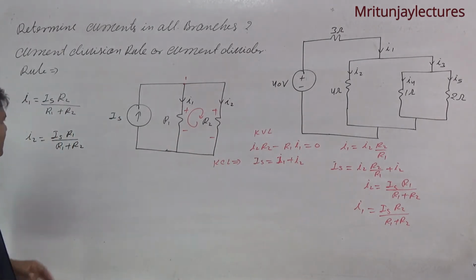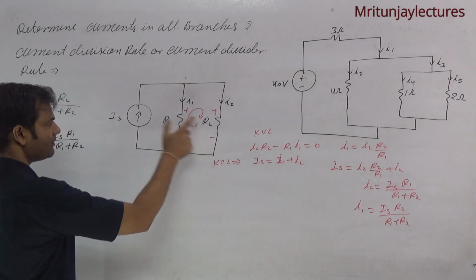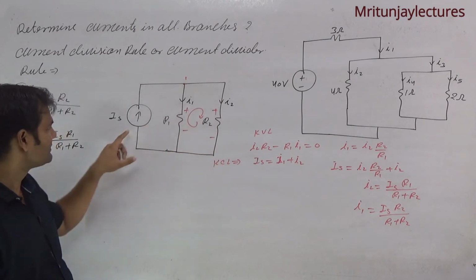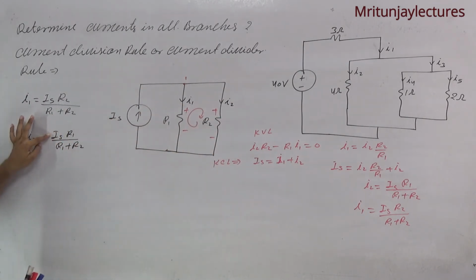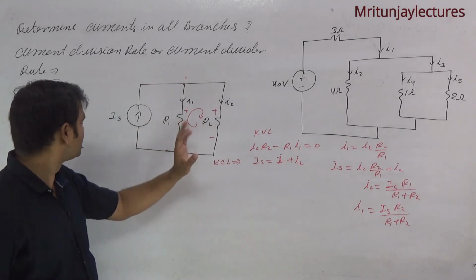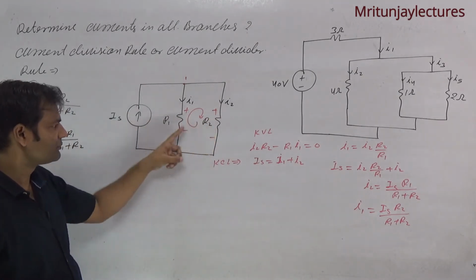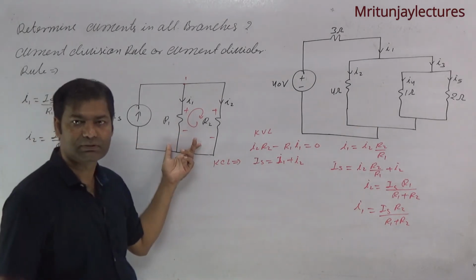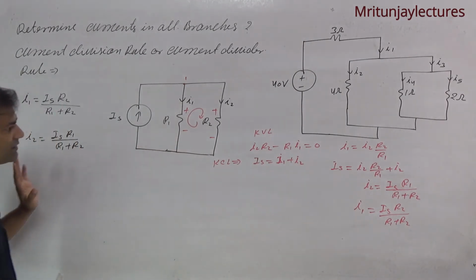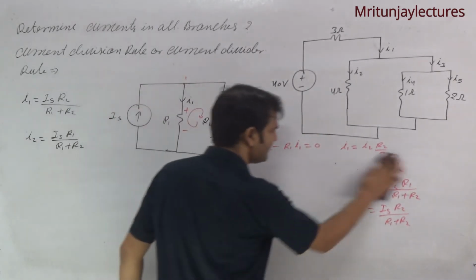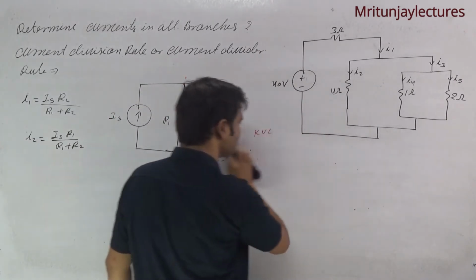Okay, another way: if you determine this one, first of all check the direction of I2 like this one. If it is opposite to IS, then it is written as positive here. This one is written as positive IS into, if you determine I2, the parallel side resistance, that is R1, divided by the sum of both resistances, that is R1 plus R2. Okay, with the help of this method we have determined all currents in these branches.